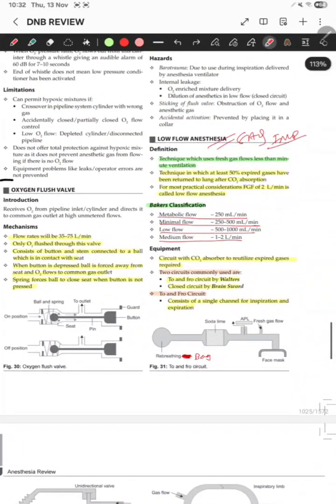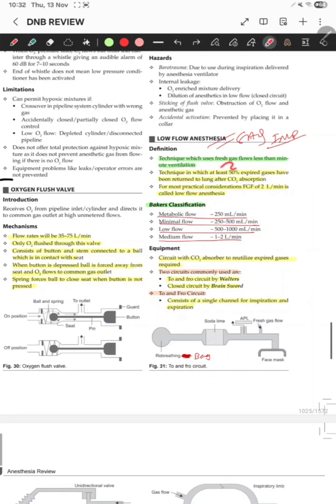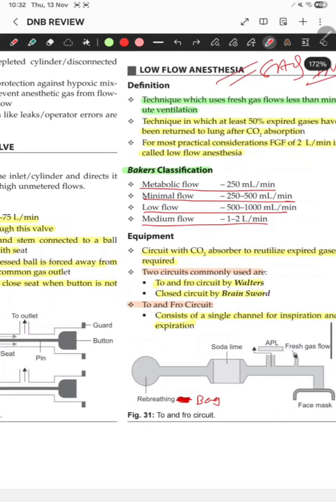Definition. Low flow anesthesia. Low flow anesthesia is a technique which uses fresh gas flows less than minute ventilation. It is a technique in which at least 50% of expired gases are returned to the lung after CO2 absorption. And in most practical considerations, a fresh gas flow of 2 liters per minute is called low flow anesthesia.